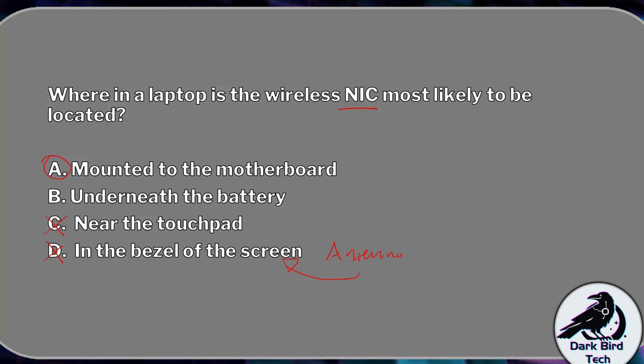Usually your network card for the wireless is mounted to the motherboard, so you can swap it out, assuming it is a replaceable NIC. If it is not a replaceable NIC, then it's going to be part of the motherboard, in which case this question is pointless, because then it would be, oh well, where would you find the motherboard in a laptop? Inside of it. So yeah, best option, mounted to the motherboard.